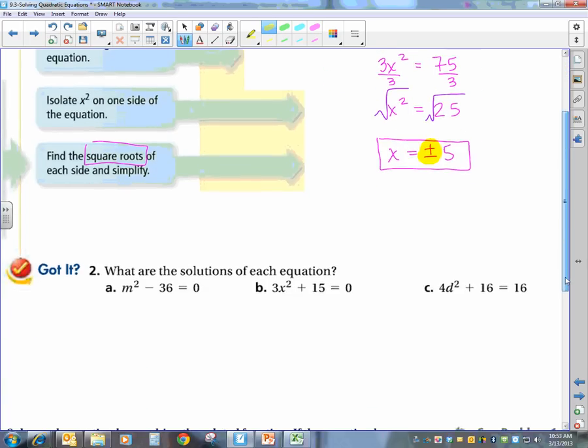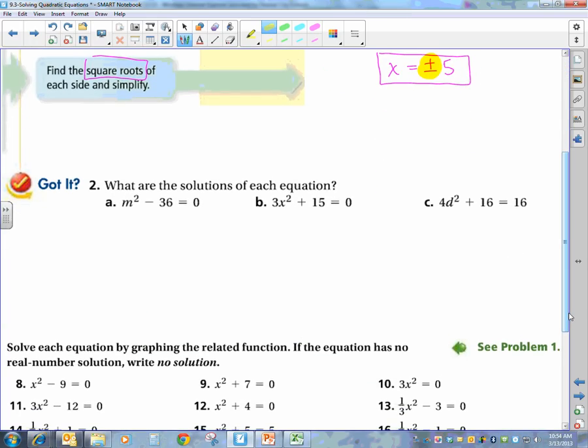So let's go do some algebraically. And to start off with, we have to isolate our squared term. So I'm going to add 36 to both sides. And that gives me m squared equals 36. So I take the square root of both sides, and m equals plus or minus 6.